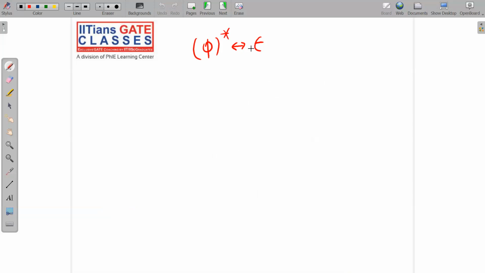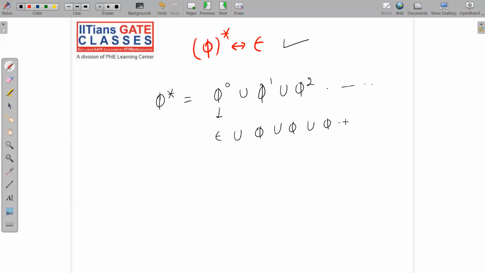Next, phi star is equivalent to null. Yes, this is also correct. Why is phi star equivalent to null? Just expand phi star. Phi star will be phi power 0 union phi power 1 union phi power 2, and so on. Phi power 0, anything power 0, is nothing but null. Please remember this fact. So null union phi power 1 will be phi. Phi power 2 will obviously be phi, because empty set concatenated with empty set gives the empty set only, union phi, and so on.